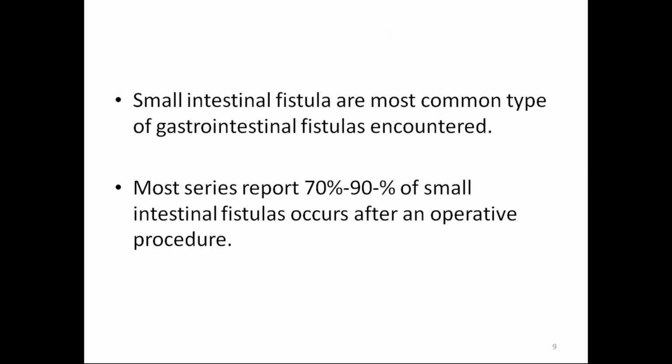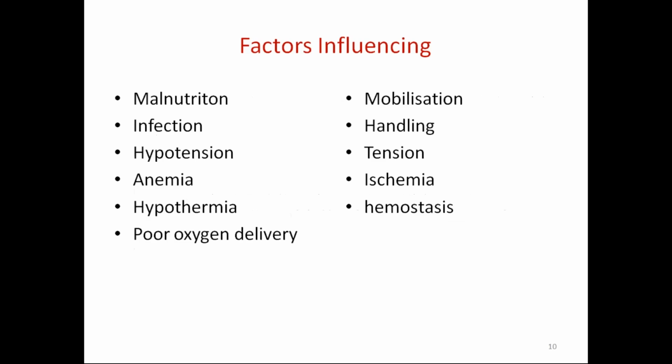Small intestinal fistulas are the most common type of gastrointestinal fistulas encountered, and most serious. 70 to 90% of small intestinal fistulas occur after operative procedures. So maximum they occur only post-operatively. Pre-operatively, we see the maximum number of cases in malignancies only.